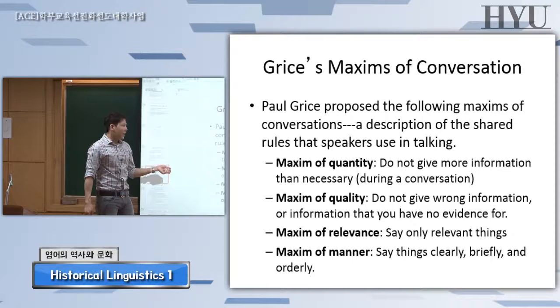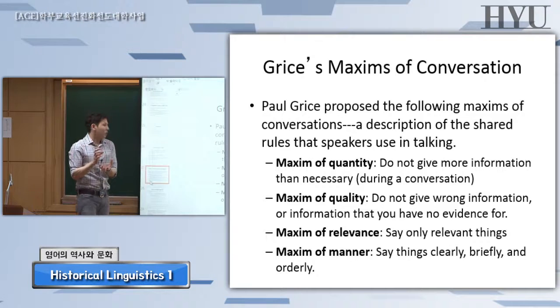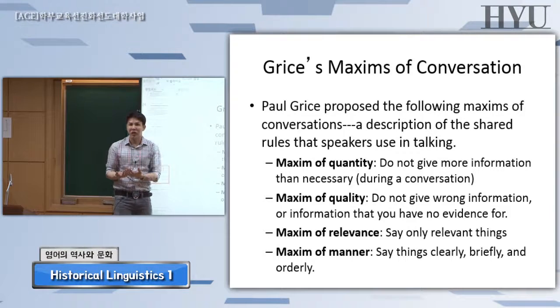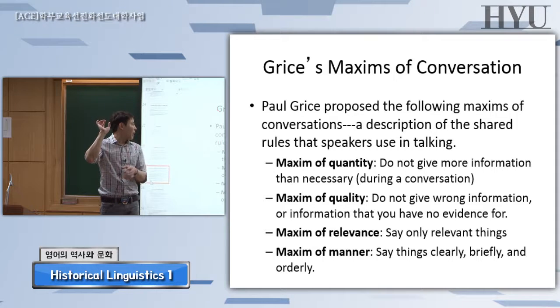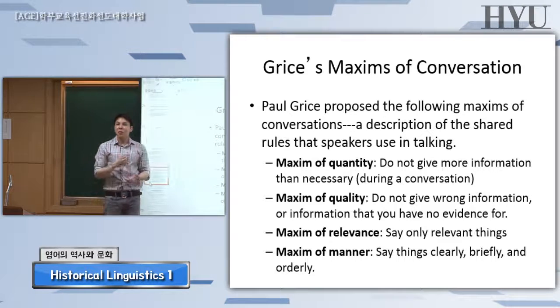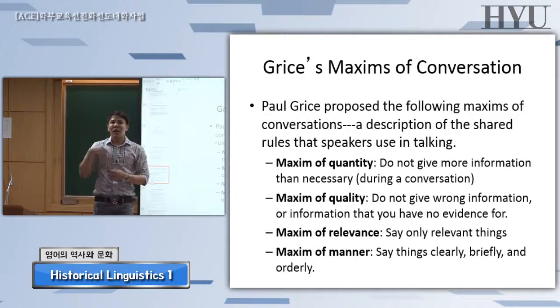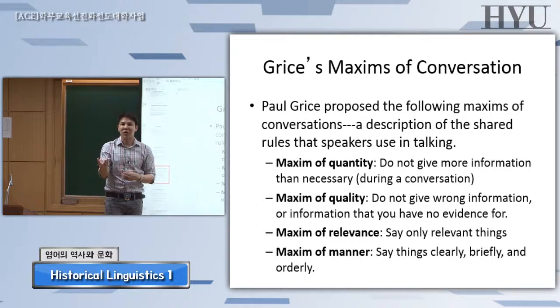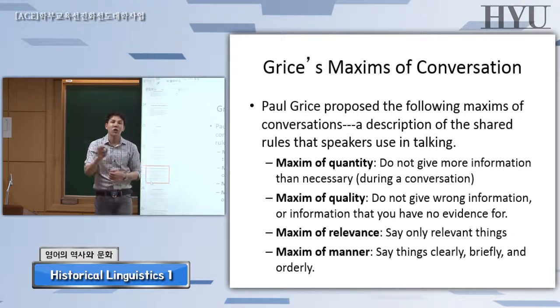And there are 4 maxims in detail. The first is the maxim of quantity. Quantity has to do with amount of information. The maxim of quantity says that you do not give more information than necessary during a conversation. That's what we typically do. So what the other person wants from us, we give them just what they want, not more than what they want or less than what they want. The next maxim is the maxim of quality. Do not give wrong information or information that you have no evidence for, meaning that when people, for example, ask us a question, we give them true information only. We don't normally lie, but we give them the truth, as far as we know, as much as we know.